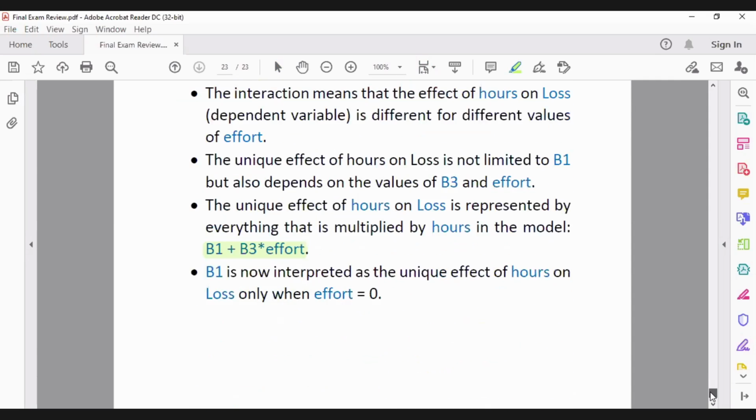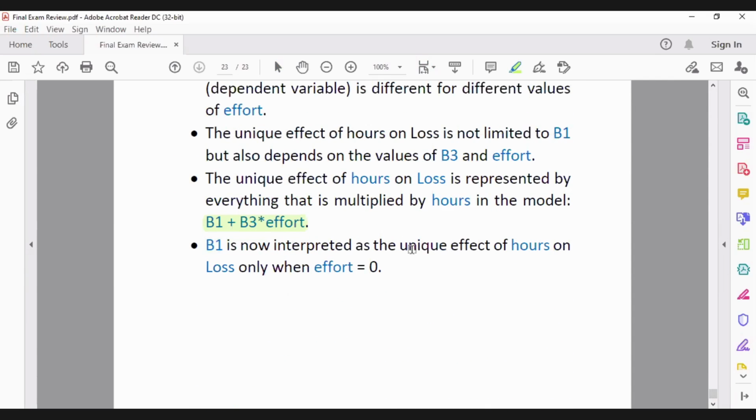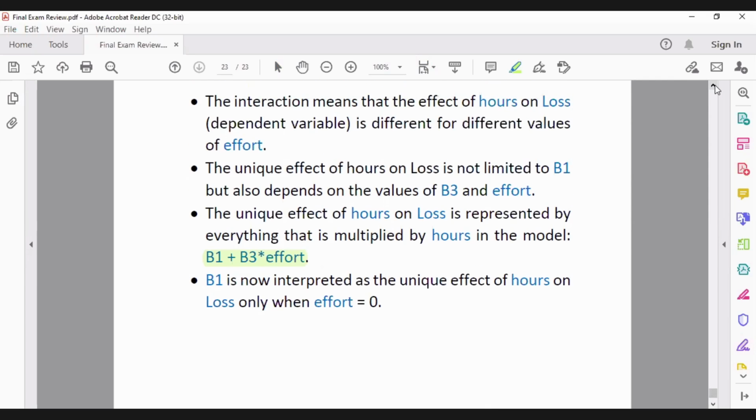So please do use these interpretations for the final exam, because I may ask you to interpret the interaction terms in the final exam. So the review is done. Do you have any questions?